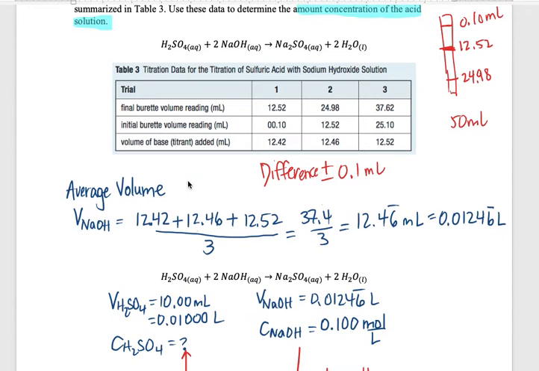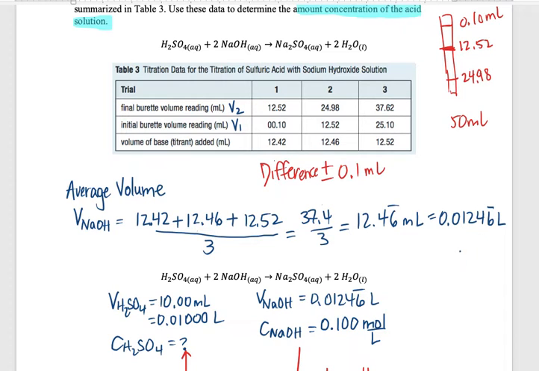Okay, so I took the average by, again, adding the three. You'll have to do this in the lab as well. When you get your first readings, so like this will be V1, and that'll be V2. Okay, so you subtract them, and then you get the volume that you use for your base. They call it the titrant. Okay, so from here, here's the average.